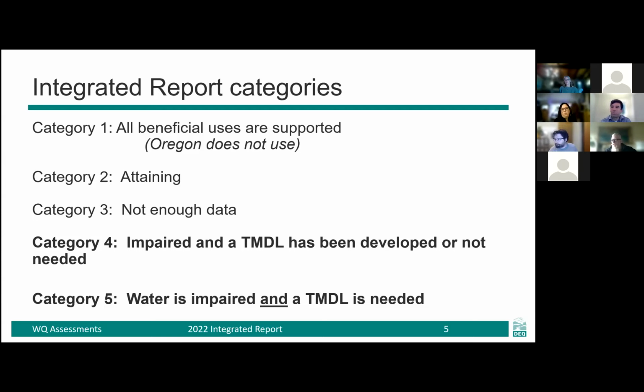And category 5 waters are impaired and a TMDL is needed. These category 5 waters constitute what we call the 303(d) list, or impaired waters list. Next slide.